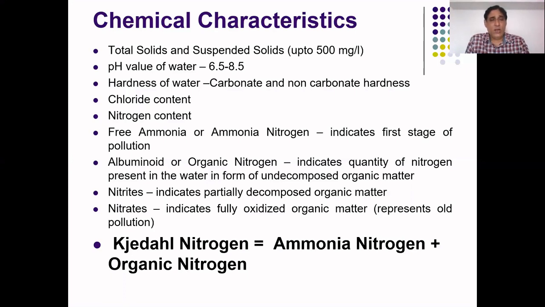pH value of water. Now we know that pH value of 7 means neutral. Less than 7 means it is acidic, and greater than 7 means it's basic. You cannot drink acidic water, you cannot drink heavy alkaline water also. It is basically the hydrogen ion concentration, and the desirable value of pH of water should be between 6.5 to 8.5. Right.